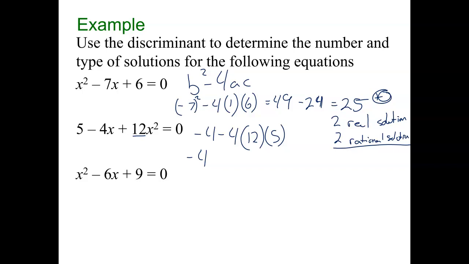5 is not a. How did you get 5? Is this in standard form? Put it in standard form. A is 12. -4 times 12 times 5. What's 4 minus 240? Aren't you supposed to square that? I am supposed to. Thank you. 16. 16 minus 240.